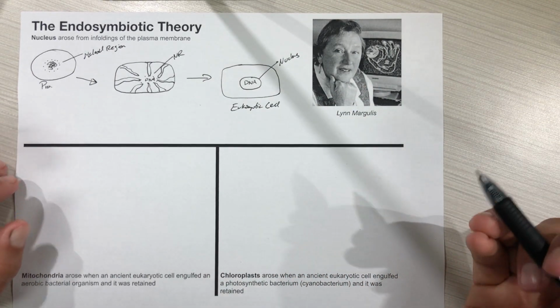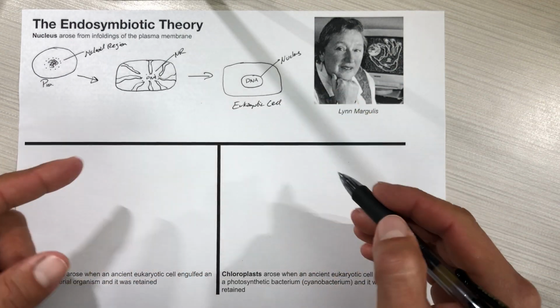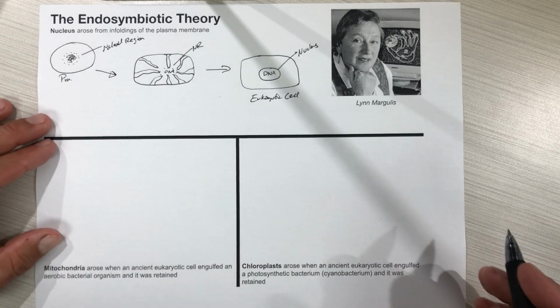So eukaryotic cells can have all sorts of tricks they can do, and we would have technically had this eukaryotic cell as soon as we get the nucleus, but we want to get these other things too. We want to get things like a mitochondria and a chloroplast.